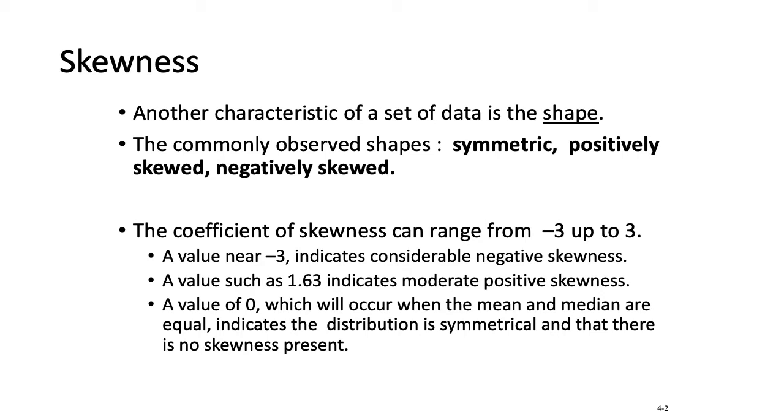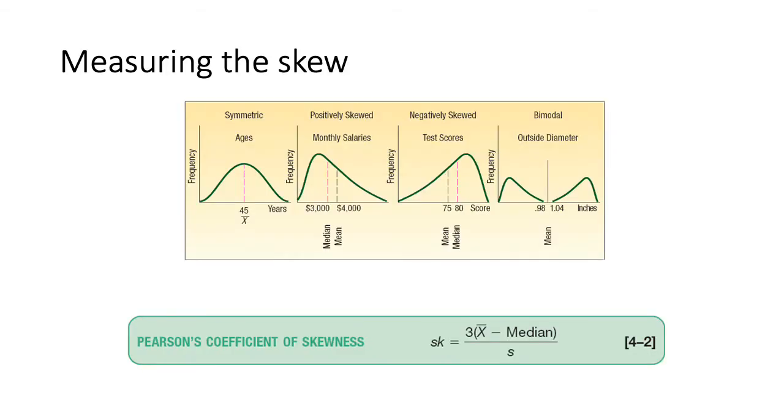If you get a measure of skewness of -3, we have a very considerable negative skew. A value of +3 indicates a considerable positive skew. A value such as 1.63 indicates moderate positive skewness. And if you get a value of 0 for your skewness coefficient, then your data is perfectly symmetrical.